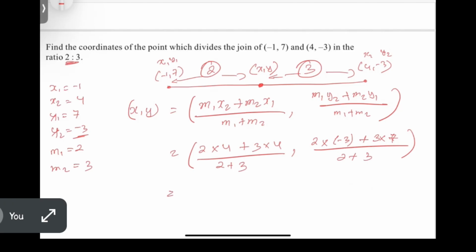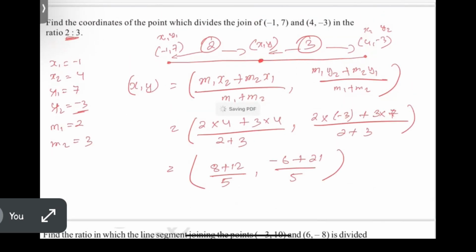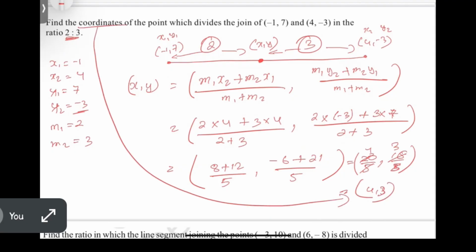So 2 fours are 8 plus 3 times minus 1 is minus 3, divided by 5, comma, 2 times minus 3 is minus 6 plus 3 sevens are 21, divided by 5. If we simplify this, 8 minus 3 is 5 divided by 5, comma, and 21 minus 6 is 15 divided by 5. So 5 ones are 5, 5 threes are 15. So the coordinate point is 1 comma 3.